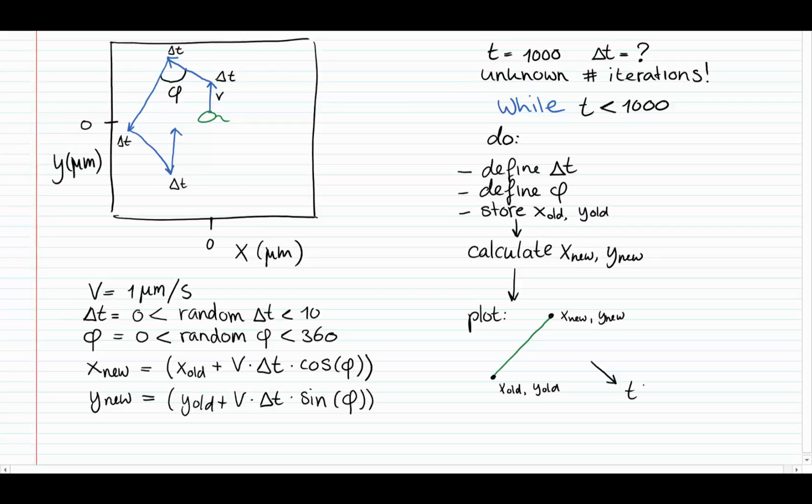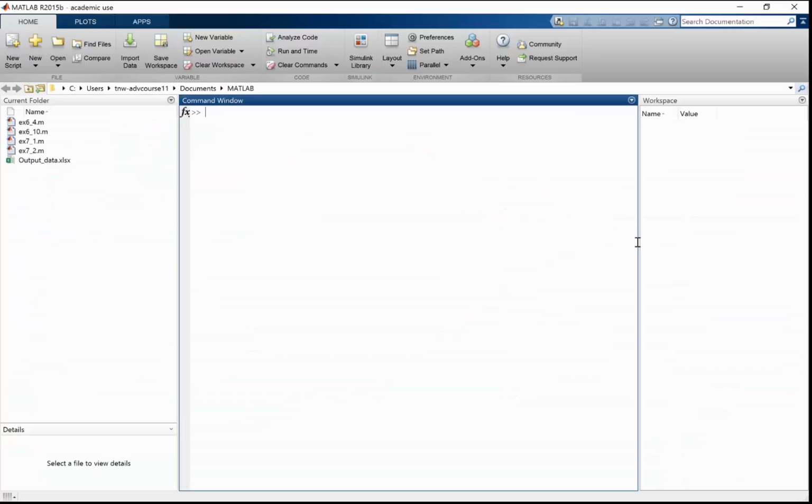After we did this, we can check if we already passed 1,000 seconds by calculating the new time. If we didn't, we repeat everything. If we did, we can stop and plot the final position. So let's try to put this in MATLAB. Let's open a new script.